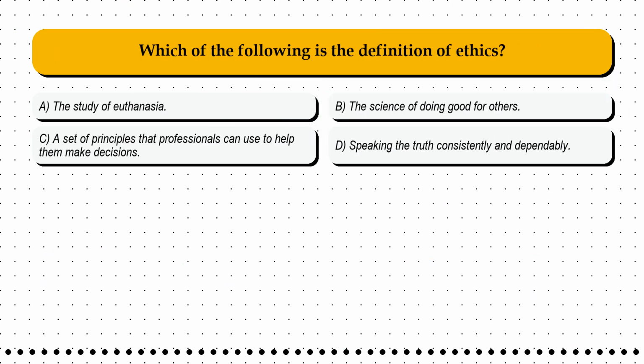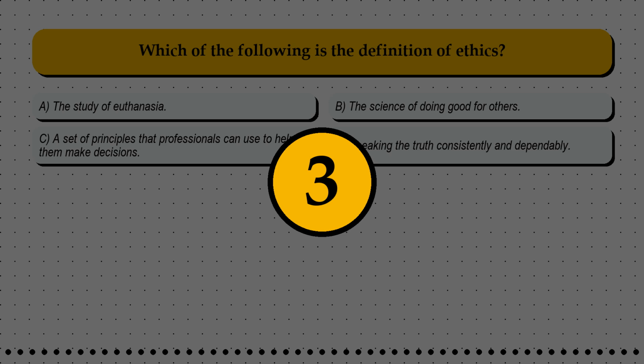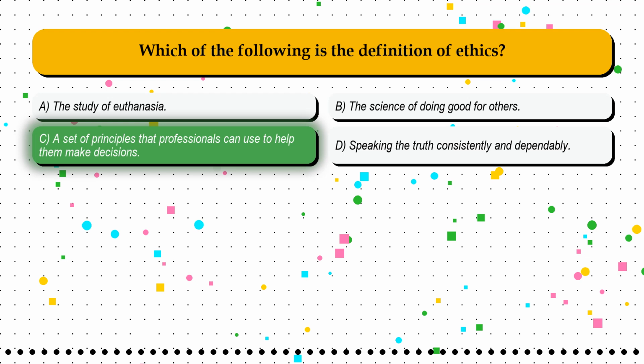Question 323. Which of the following is the definition of ethics? Option A, the study of euthanasia. Option B, the science of doing good for others. Option C, a set of principles that professionals can use to help them make decisions. Option D, speaking the truth consistently and dependably. The correct answer is option C, a set of principles that professionals can use to help them make decisions.